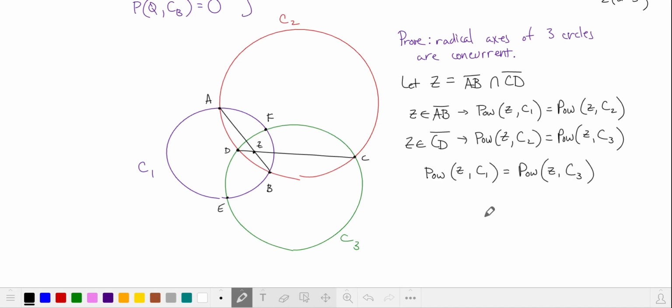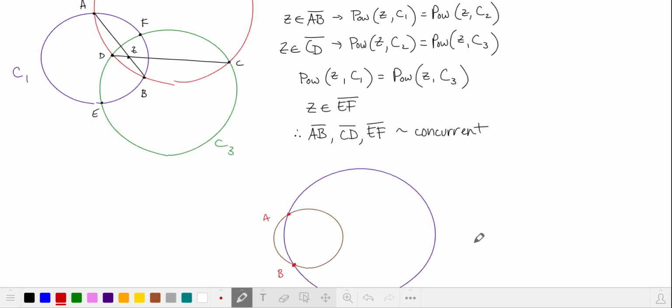This equality is transitive, so the power of Z with respect to circle 1 is equal to the power of Z with respect to circle 3. Therefore, Z is on EF, which is the radical axis of circle 1 and circle 3. And so all three radical axes are concurrent. Sometimes the overlapping circles don't produce nice football shapes, but just look for where the two circles intersect. Join those two points and you'll have a radical axis.